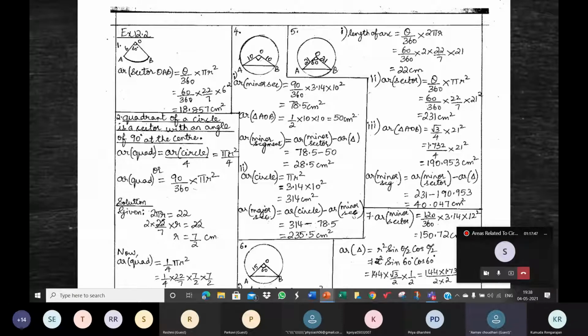Yes, ma'am. Radii of the same circle. Okay, fine. So when the sector angle is 60 degrees, the base angles, angle OAB and angle OBA, will be 60 degrees each because it's already an isosceles triangle. Understood. All right. We did discuss that part in the class yesterday.